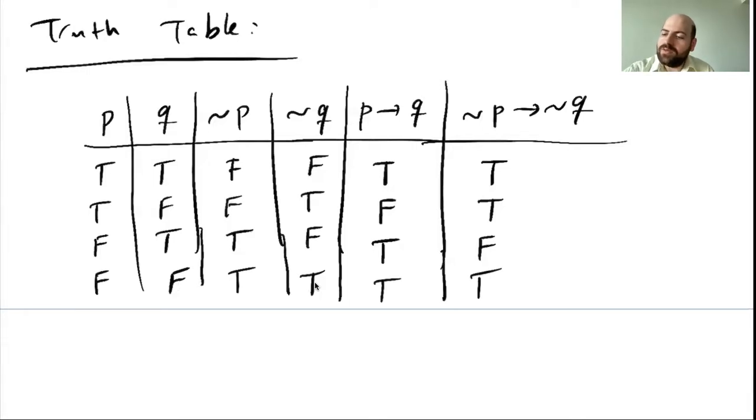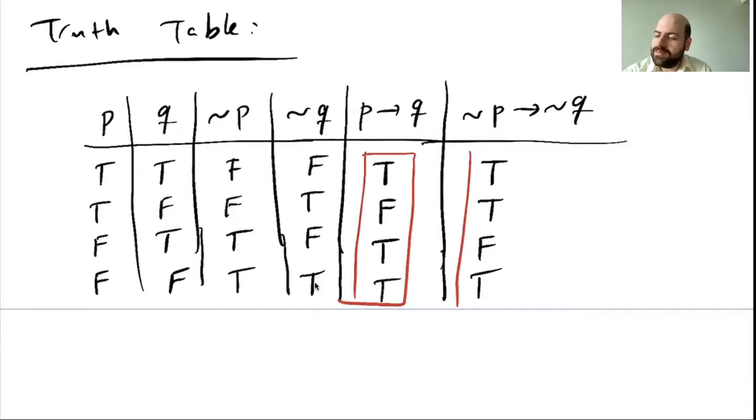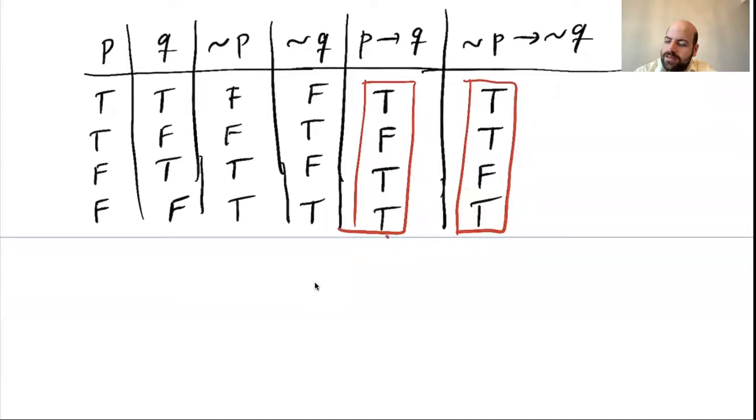So again, if I want to know whether these are logically equivalent or not, I have to look at these columns. So are they exactly the same? The first row is the same, the second row is not the same, the third row is not the same, the last row is the same. So they are not exactly the same. Therefore, these are not exactly the same.